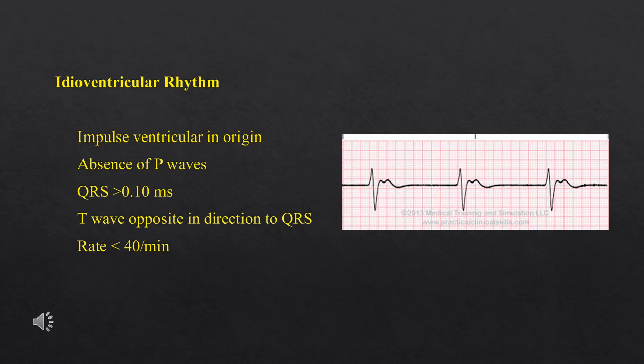Idioventricular rhythm is characterized by a rate of less than 40. The impulse is ventricular in origin. There is absence of P waves. The QRS is usually wide, more than 120 milliseconds, and the T wave is opposite in direction to the QRS.